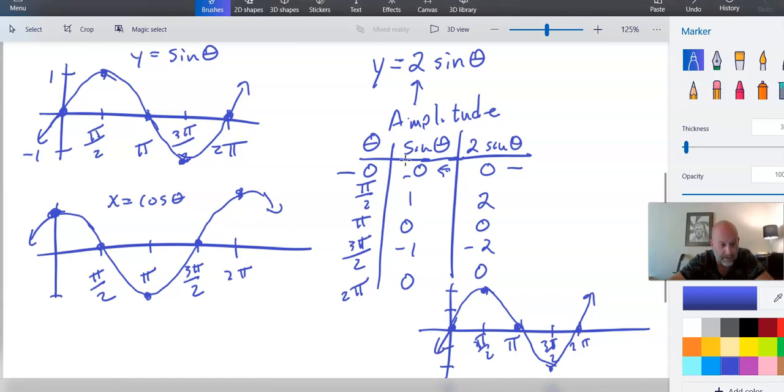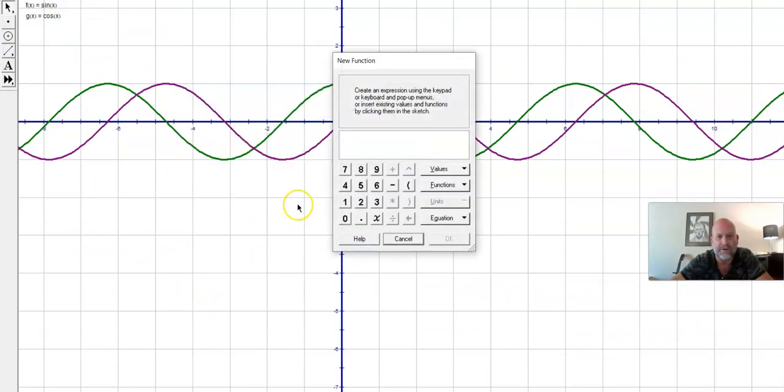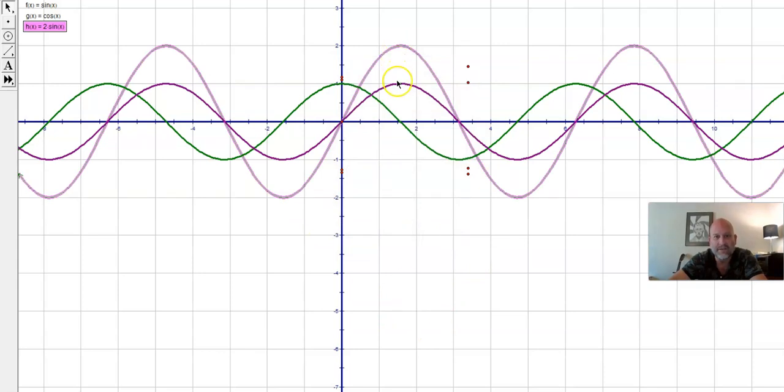In fact, let's see what happens. I'm going to plot another new function. This time we'll make it 2 times sine x. Let's see what it does. And you notice, here's sine x, that's this guy. 2 times sine x just basically stretched the humps out till they reach 2. That's pretty much all it did.